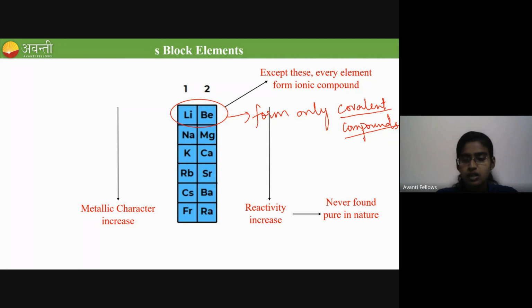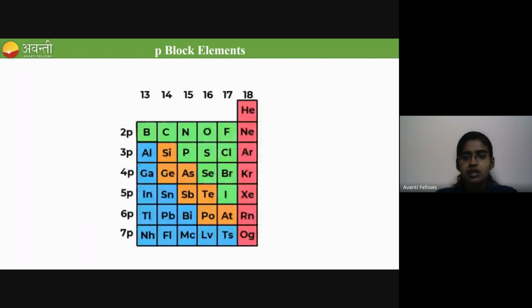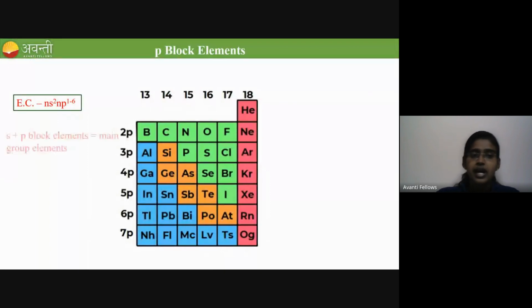And coming to the P block. The P block consists of group 13 till 18. The general electronic configuration of the P block is ns2 np1 to 6. Both the S block and P block together are called main group elements. If you combine both the S block as well as the P block, they together are called main group elements.